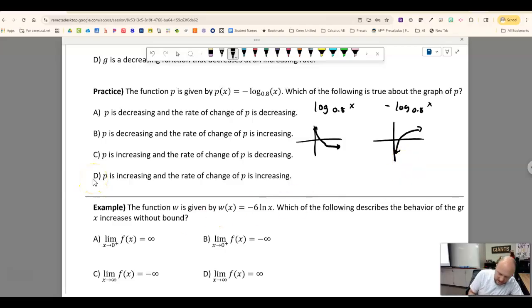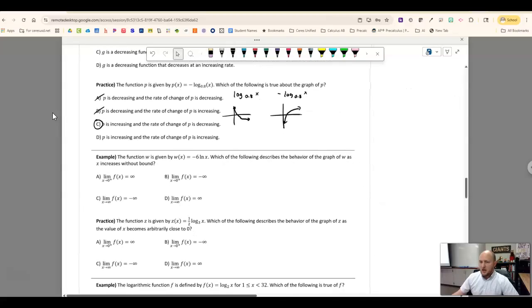So we're definitely looking at C or D. And they again say P is increasing and the rate of change is, well, if we're concave down, rate of change is decreasing. So the answer was C. Did you get it? Hopefully you did. Okay.